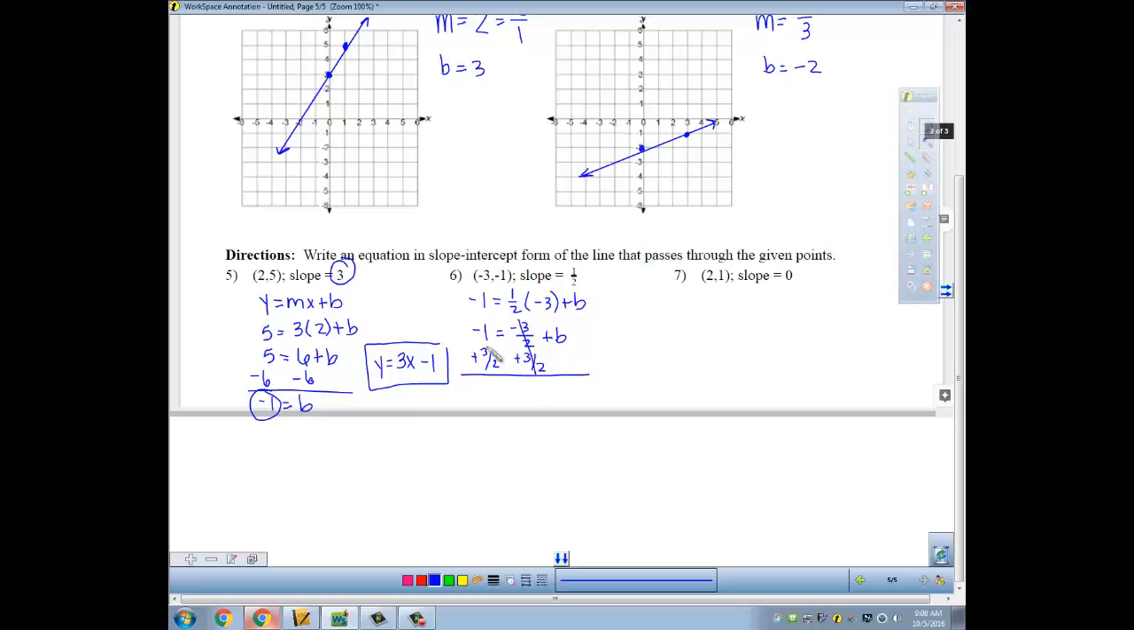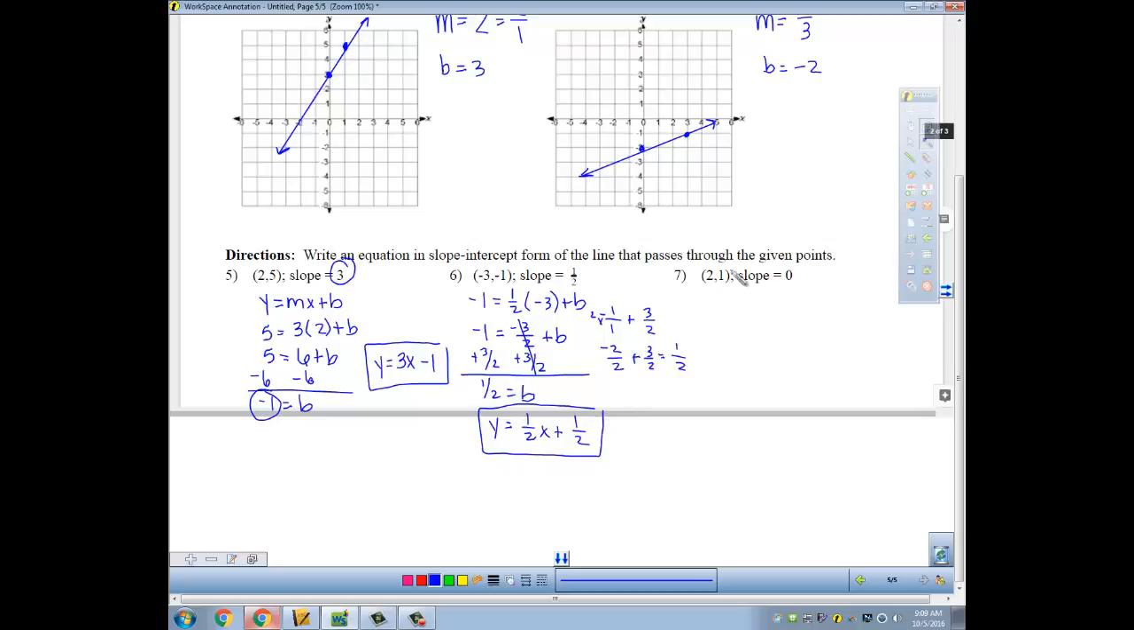And then if you don't know what negative 1 plus 3/2 is, do it off to the side. So negative 1 is negative 1 over 1 plus 3 over 2. We need a common denominator. I'm going to pick 2, so multiply this by 2 to get negative 2 over 2 plus 3 over 2. Negative 2 plus 3 is 1, so 1 over 2. So my b is 1/2, so then your final equation, y equals 1/2 x plus 1/2.